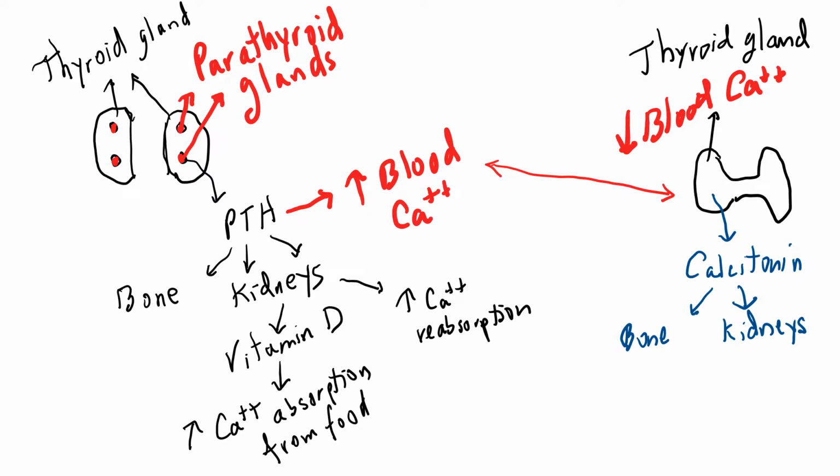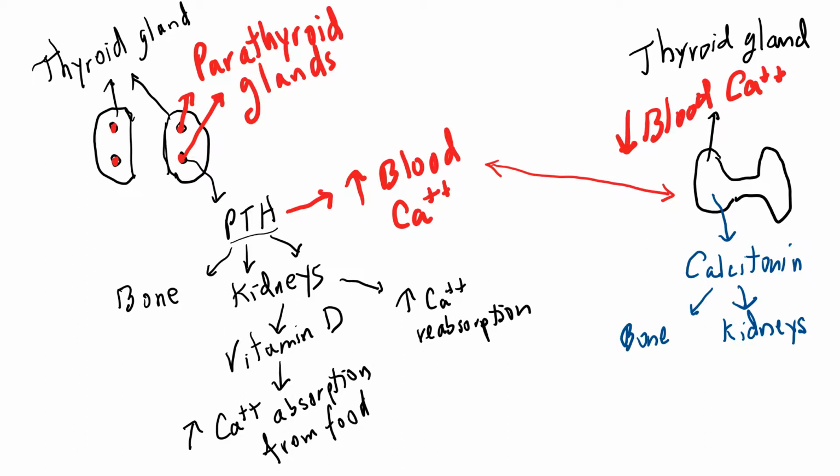There are two hormones involved in blood calcium regulation. One of the hormones, called PTH or parathyroid hormone, increases blood calcium levels. Its antagonistic hormone, called calcitonin, secreted by the thyroid gland, decreases blood calcium levels.